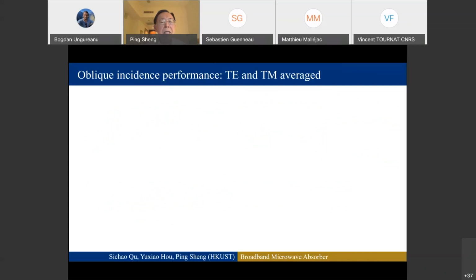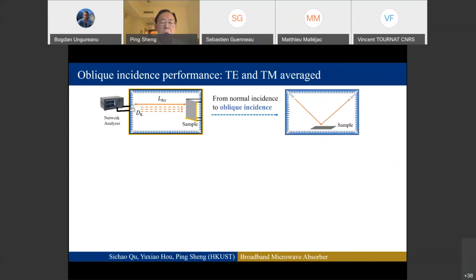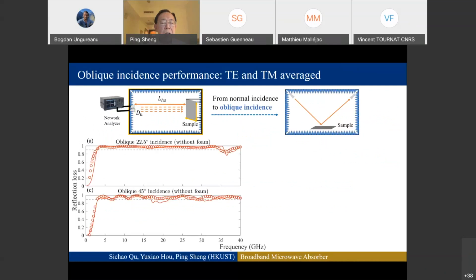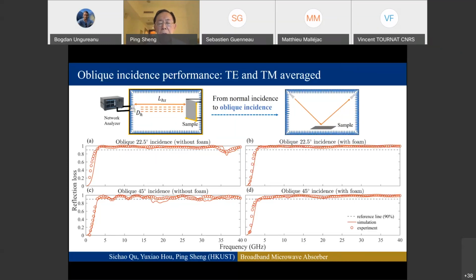And for the oblique incidence performance, we have to distinguish the TE and TM polarization. And so what I'm going to show you is the averaged behavior. On the top is the 22.5 degree angle. The bottom is the 45 degree angle. Both are without foam. Without foam is already pretty good. It's mostly above 90%. But to the right here, we add the foam patches, and it becomes extremely good.